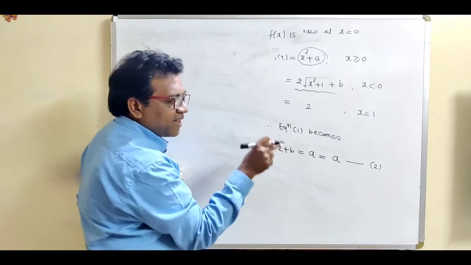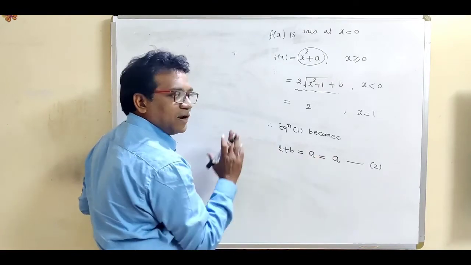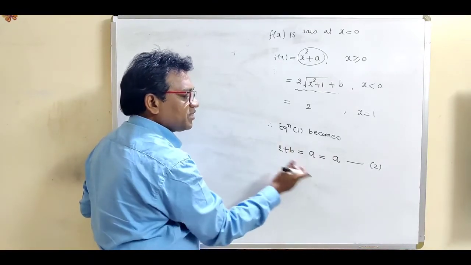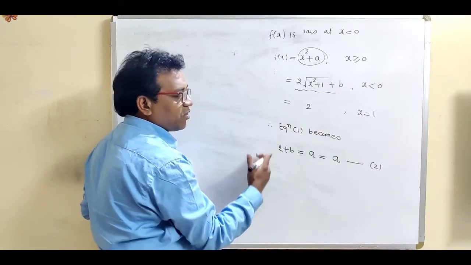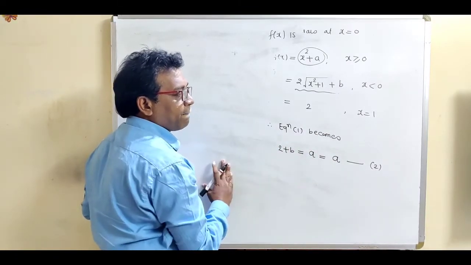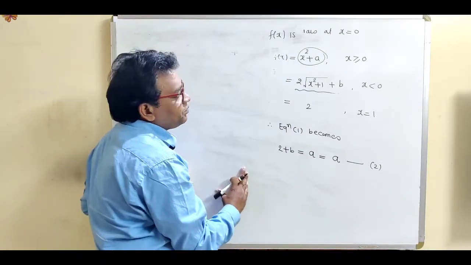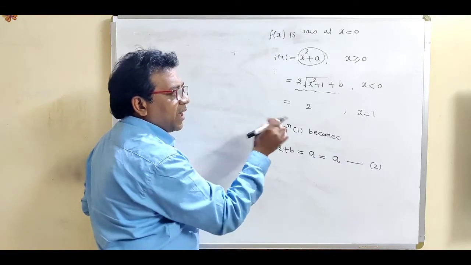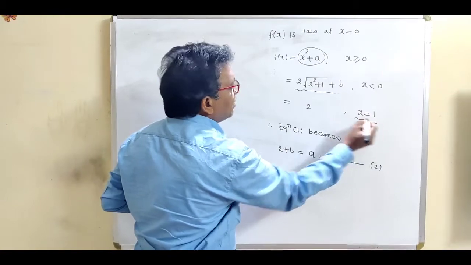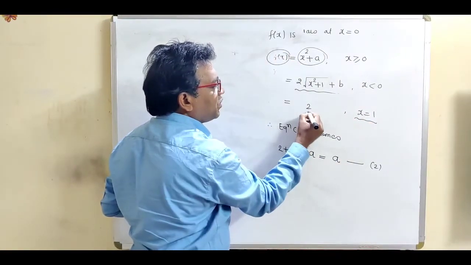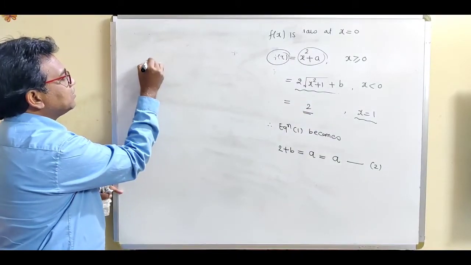Now if we use this second equation, then we observe that we cannot find this a and b separately. If we equate, suppose, the first and second term, the second and third term, or the first and third term, we cannot find a and b separately. Now see, to overcome this problem, we are given some extra condition. At x equal to 1, we are given this functional value as 2. So just use this condition.